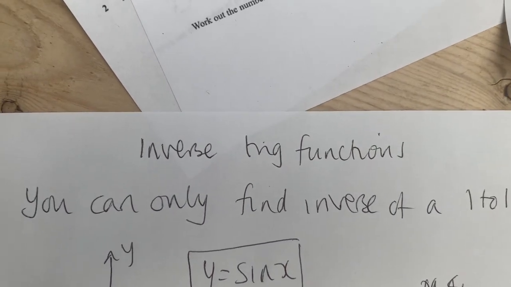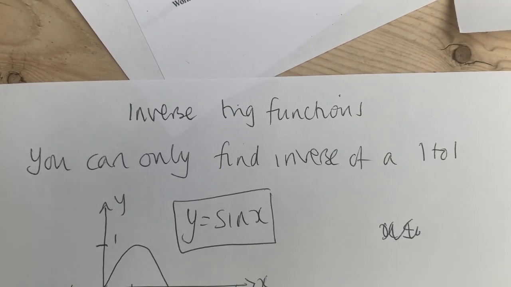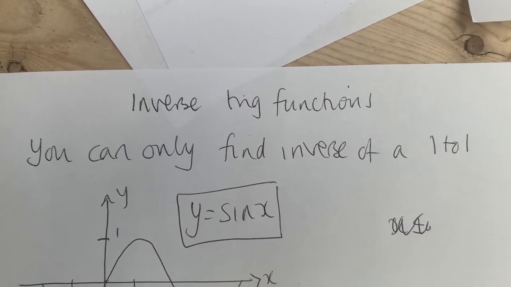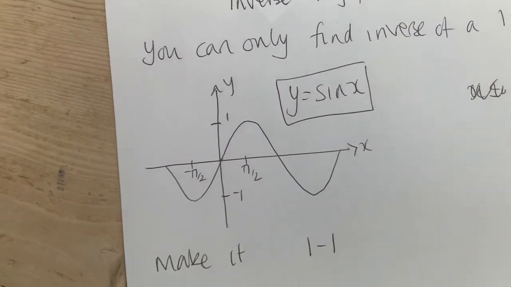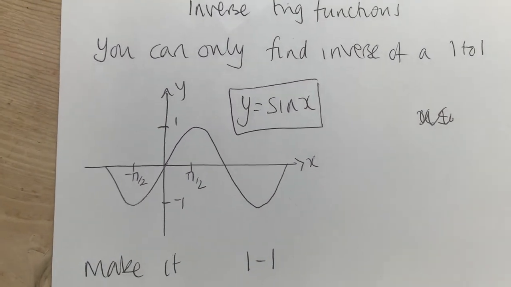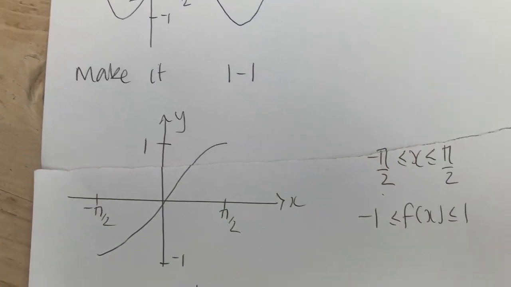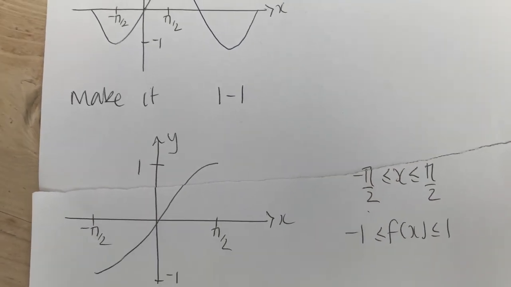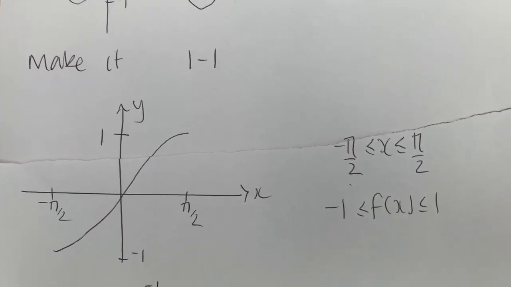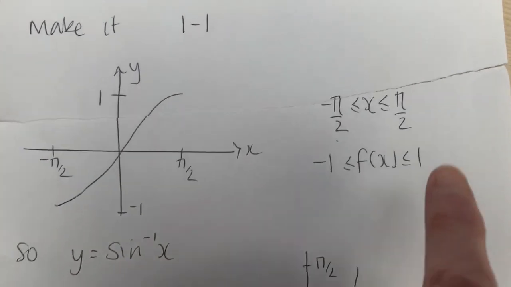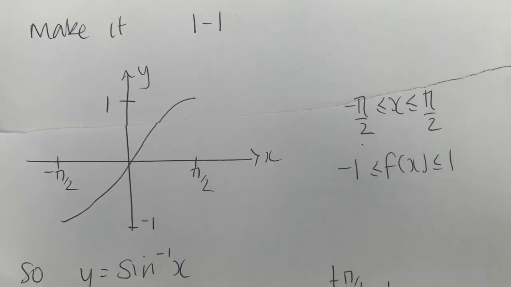Inverse trig functions. You can only find the inverse of a one-to-one function, and these angles are measured in radians. So sine x, there you can see it's not a one-to-one, so you have to define it with a domain and range to make it a one-to-one. So you can see I've taken a section where sine is a one-to-one, and you can see I've written down my domain. That's your x values and my range. It's like the y values, but we use f of x.